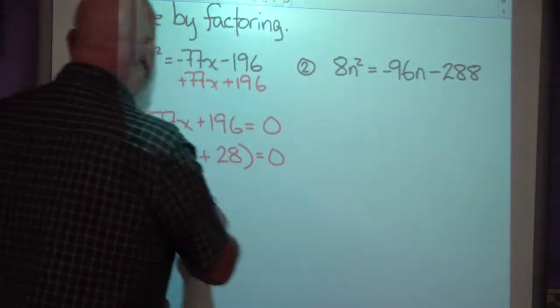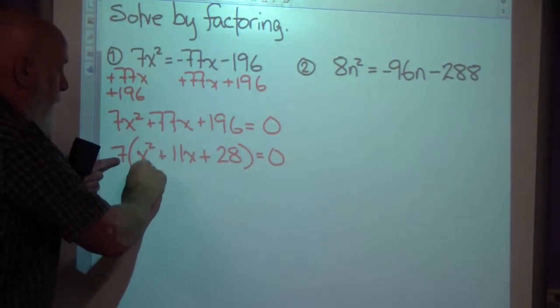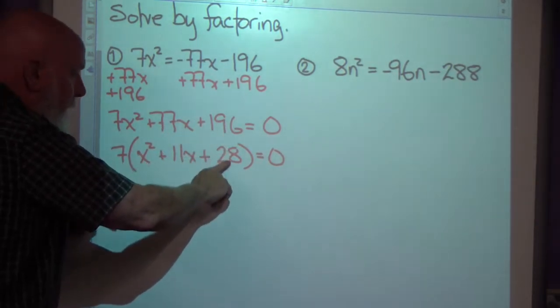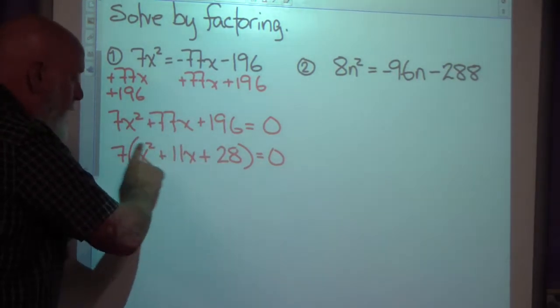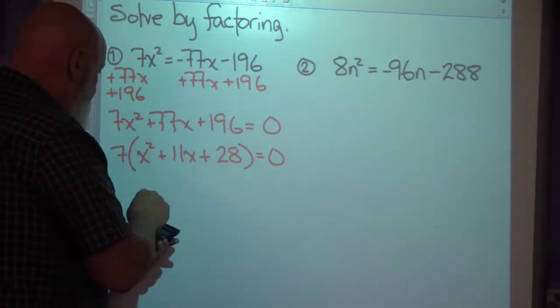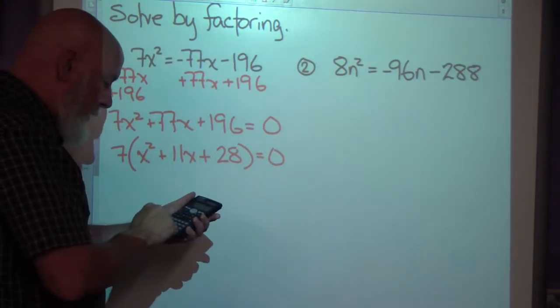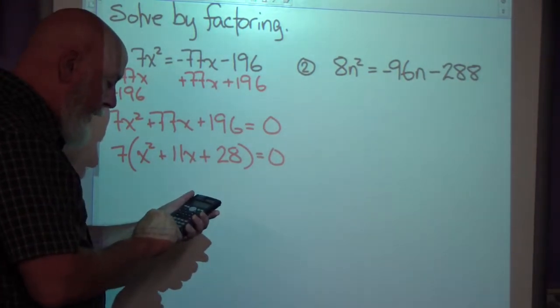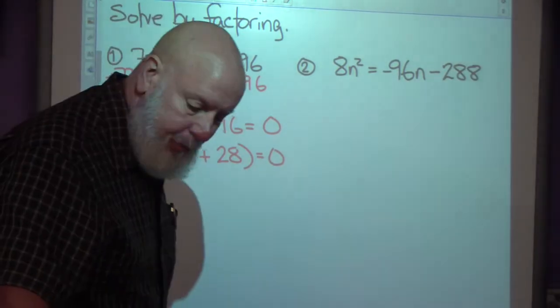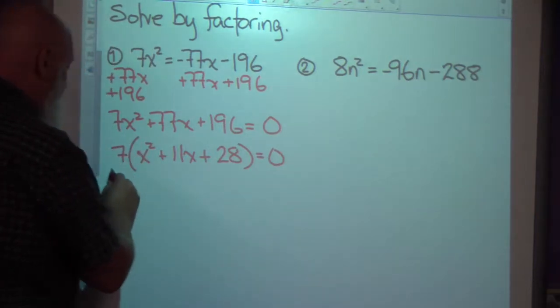I factored a 7 out of each one of these terms. I wrote 7 down and then divided each one of these by 7. And my check will be to multiply these and make sure I get this, which is what I'm doing right here. These I can do in my head. 7 times 28, just to make sure I haven't messed up. 196, yay. Now I'm going to factor this quadratic trinomial.